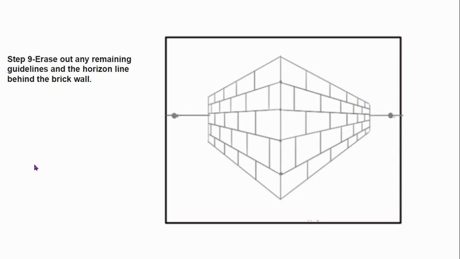Step 9, erase out any remaining guidelines and the horizon line behind the brick wall. So the horizon line here that was created, erase that, and then behind the 2 lines that I had you create earlier, erase that. So this is your brick wall.